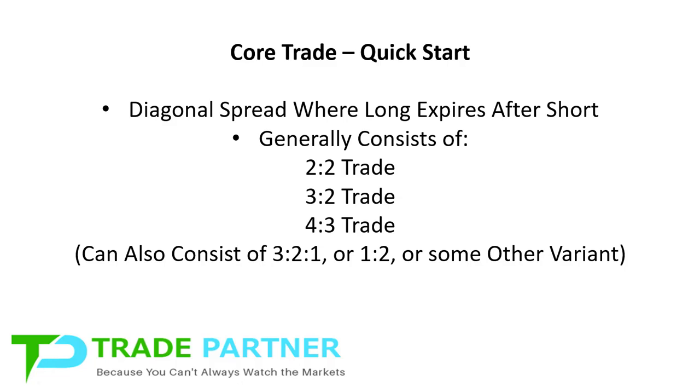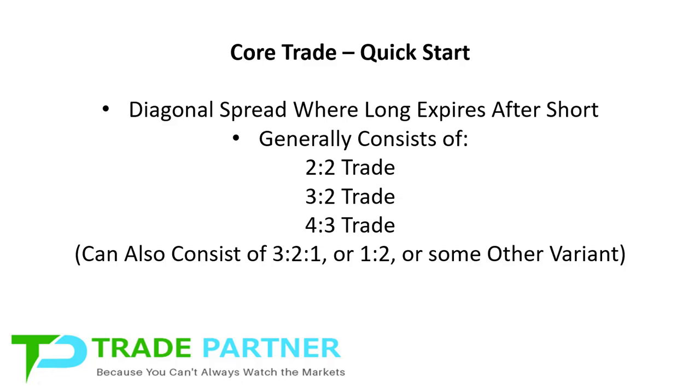Okay, so for example, there'll be two longs and two shorts in a diagonal spread, or there'll be three longs and two shorts, or there'll be four longs and three shorts, or it can also consist of three longs, one short, or even one short, two longs, or some other variant. So again, there are many, many different ways to put the core trade together.